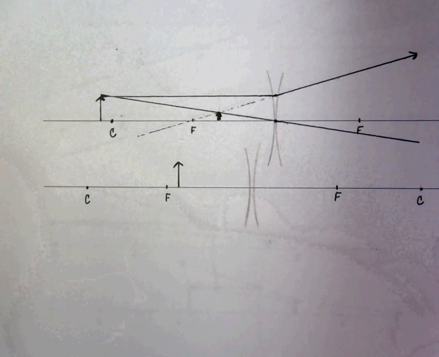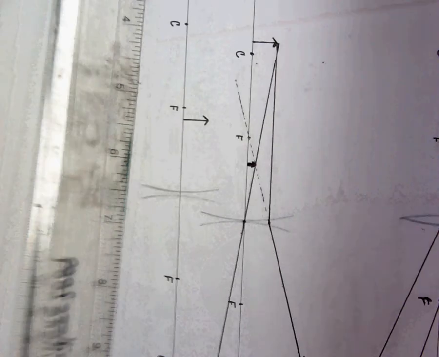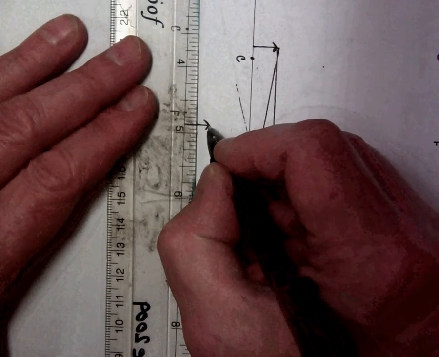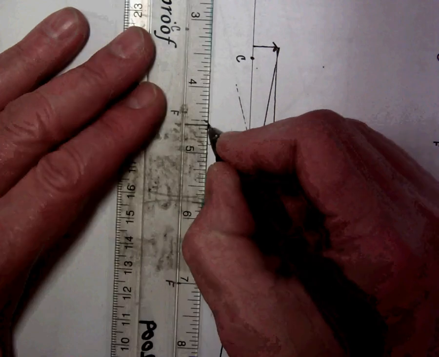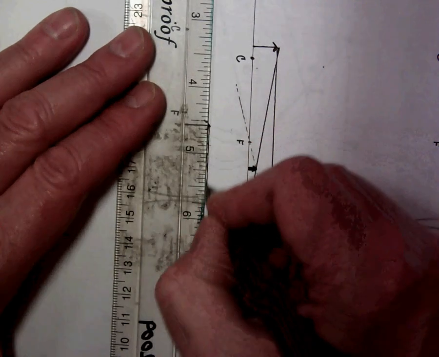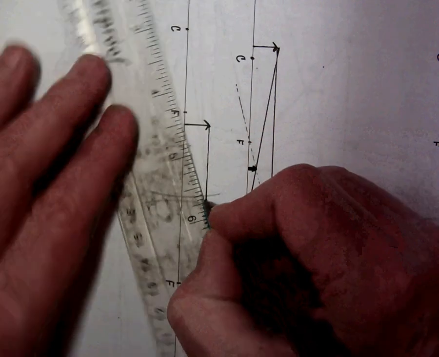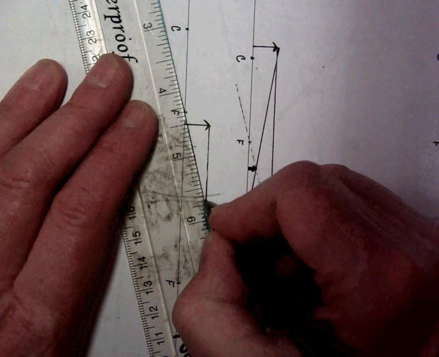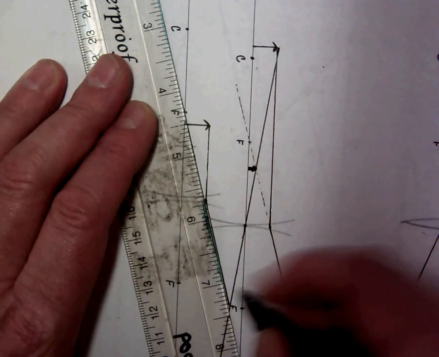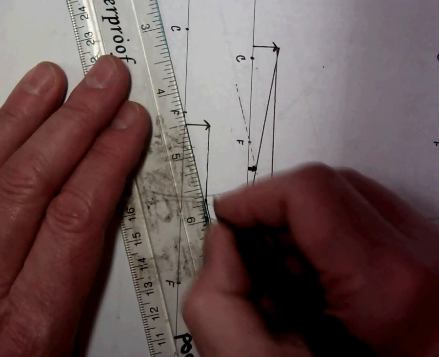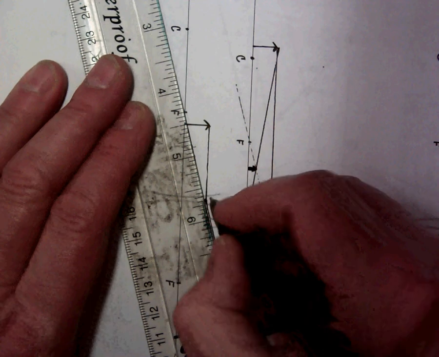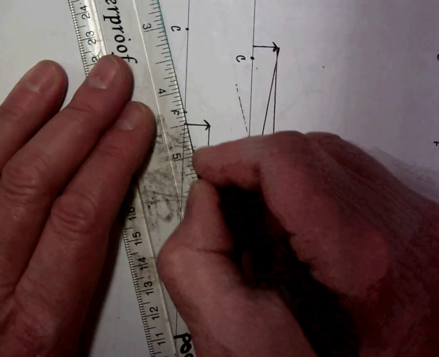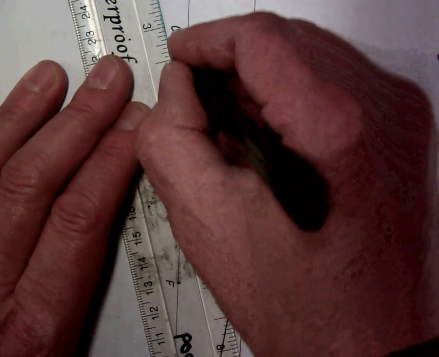Okay, now let's look. What if we're inside the focal point? Are we going to do anything different on these? No, you still draw your two rays. That's the reason why I try to do these to make it as consistent as possible. Okay, it's going to go out this way. Got to look here, and then come back here. Okay, goes to your focal point.